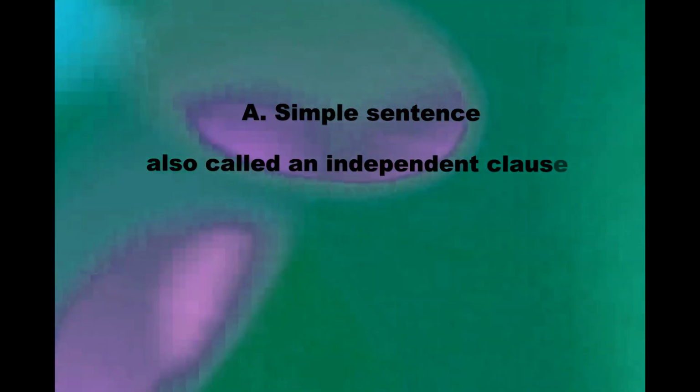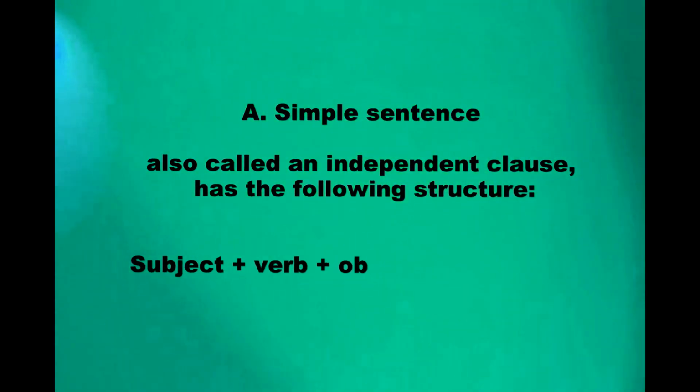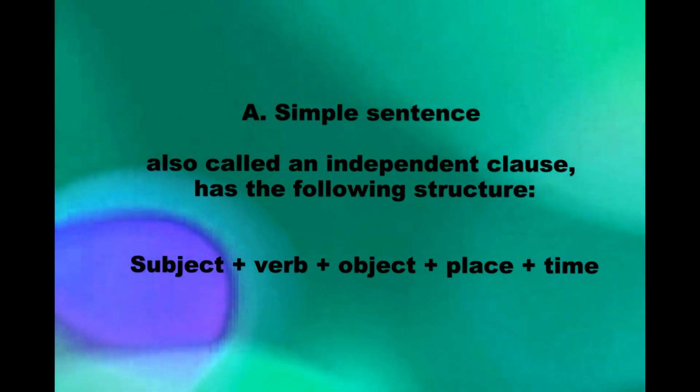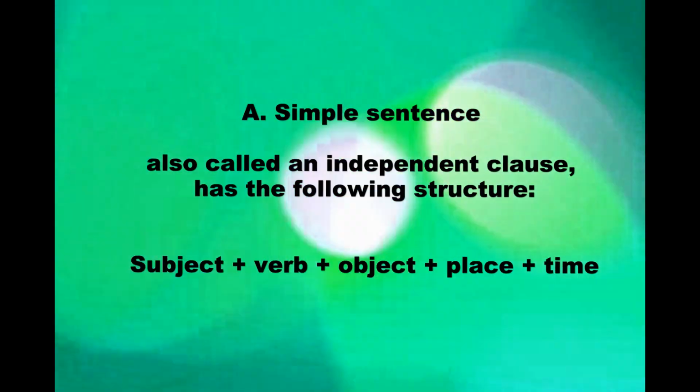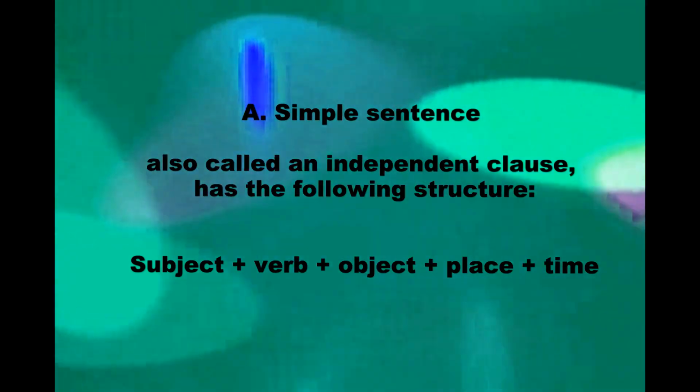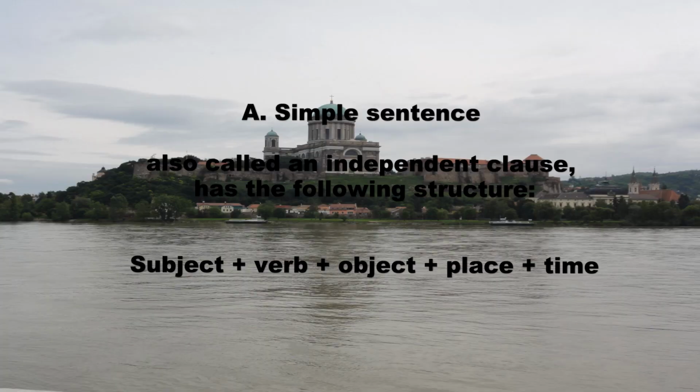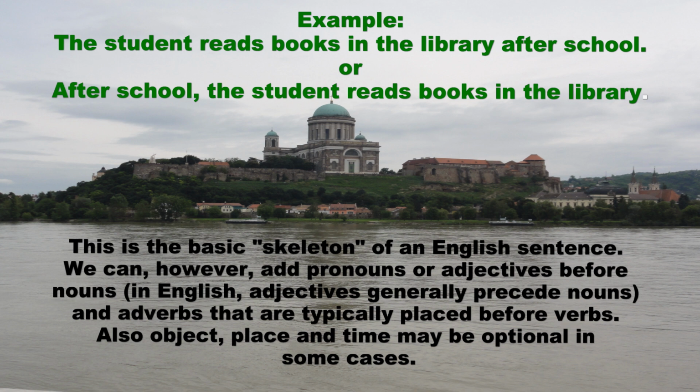So, ladies and gentlemen, let us get down to business and begin with the sentence structures. We will look at various components of a sentence, their order, and examples of how they are used. A simple sentence, also called an independent clause, has the following structure: subject, verb, object, place, and time. For example, the student reads books in the library after school.